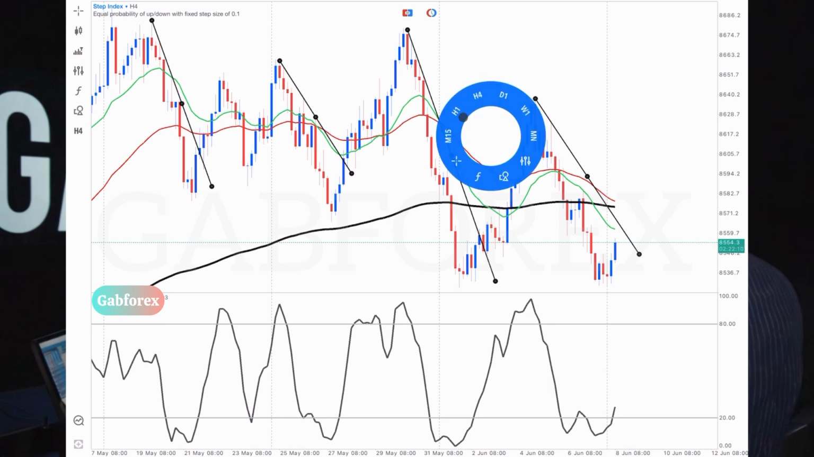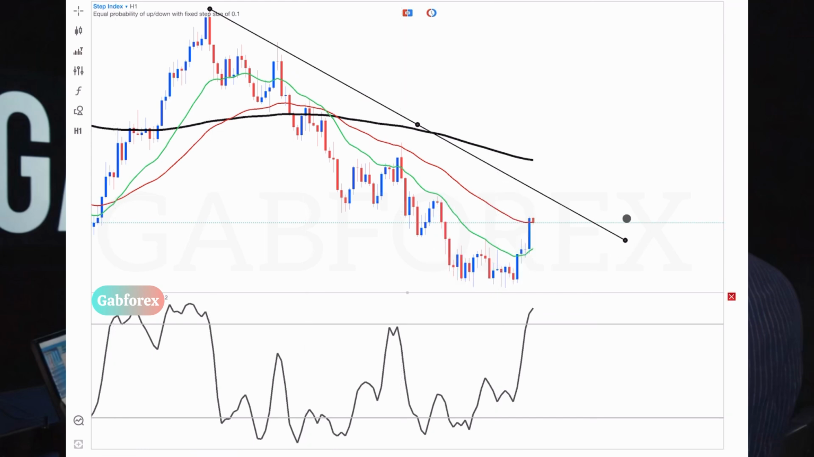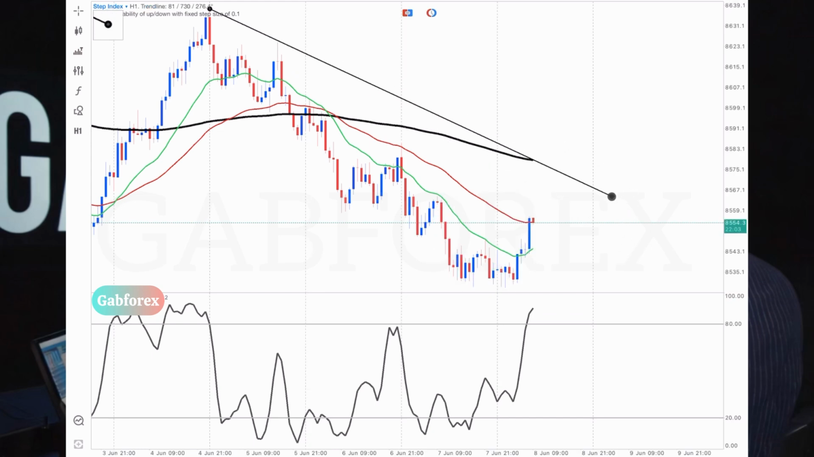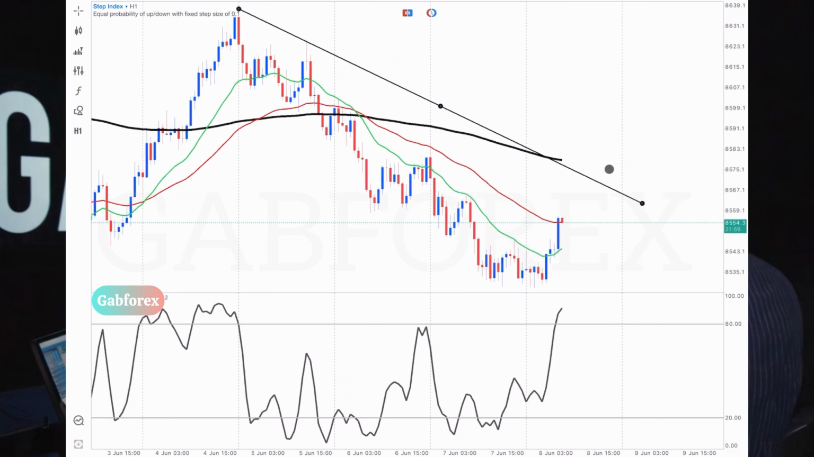So let's go down to the H1 time frame. Like I said, we analyze all our time frames independently. This one is coming from the H4 time frame. So on the H4, the market has to break here. The market has to break here, or we can do it like this.